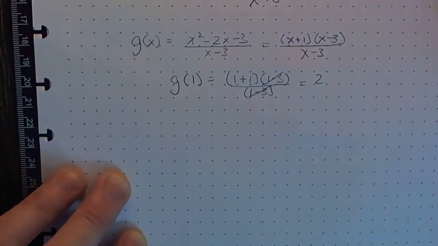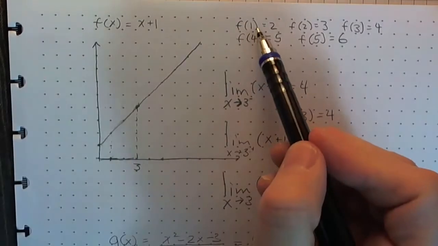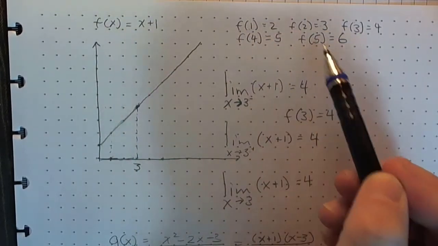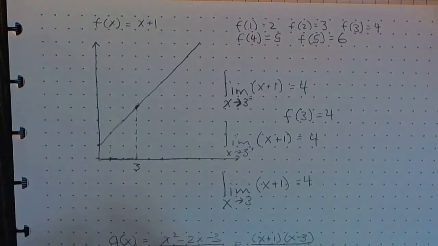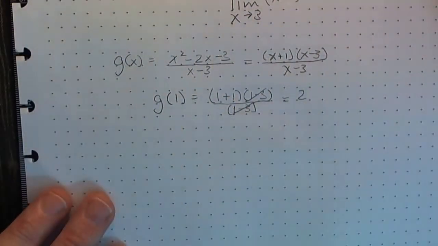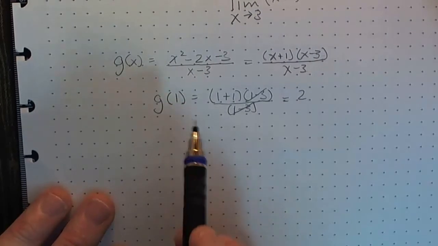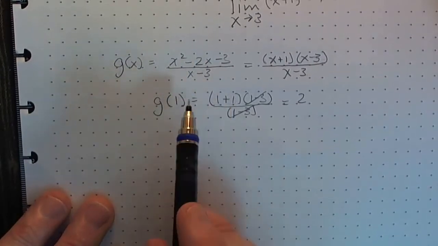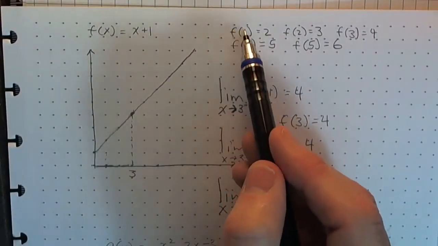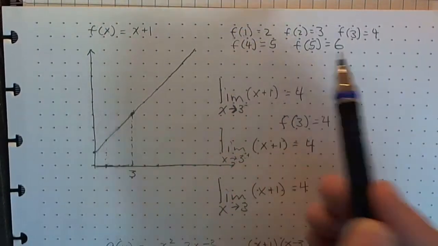So notice, and we could do that for every single value, all the values that we obtained up here, f of 1, f of 2, f of 4, and f of 5, they would all be the same as g of 1, g of 2, g of 4, and g of 5. In other words, I could put in the exact same values that I put in up here for f, 1, 2, 4, and 5, and get the same values out.